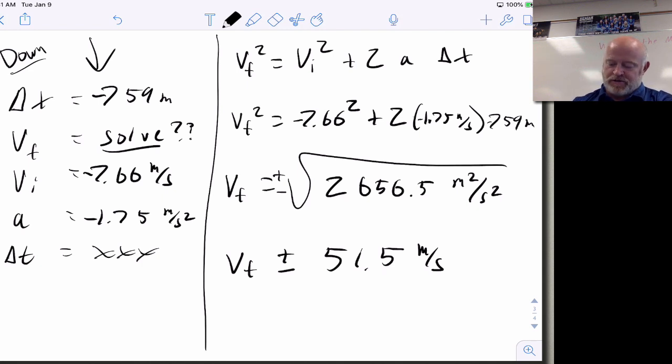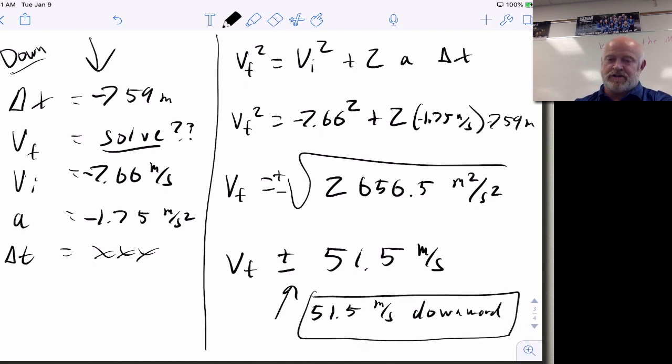It doesn't matter. The trick is at the end, you need to identify what is considered positive and what's considered negative. The best way to do that in this case is to rewrite it and say it's 51.5 meters per second down the hill, or downward. That way there's no question that you understand that the ball is moving down at the end and isn't starting to roll back up the other side or something weird like that. Otherwise, you have to decide what's considered positive or negative.